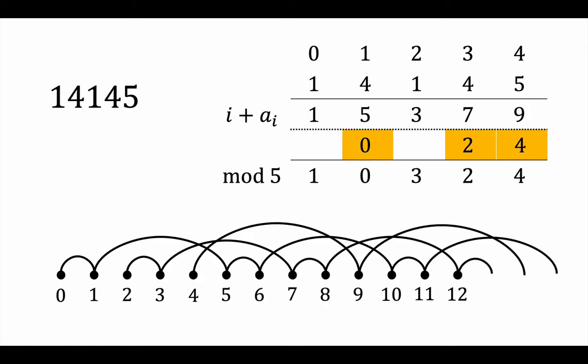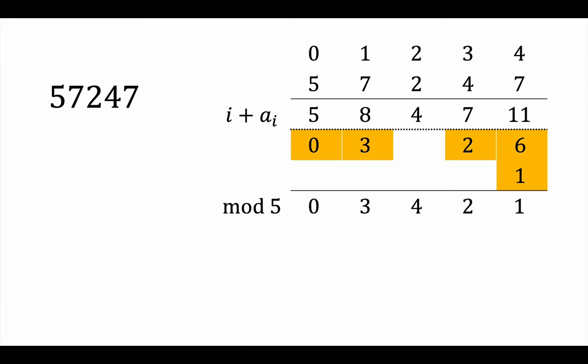Here's our juggling graph, and let's look at the beats 0, 2, and 4. Do you see how those beats are different than the other beats? If not, we're going to do another example. We've got the example of 5, 7, 2, 4, 7. The landing times here are 5, 8, 4, 7, and 11. We subtract 5 from any of those that are 5 or larger, getting 0, 3, 2, and 6. And because 6 is 5 or larger, we subtract 5 from it to get 1.